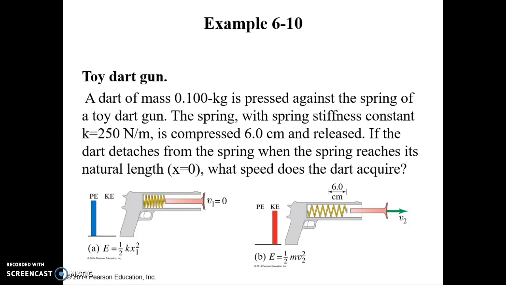In this example, we have a dart with a mass of 0.1 kilogram that is pressed against a spring in a toy dart gun. The spring has a spring stiffness constant of 250 and it's compressed to 6 centimeters and then released. If the dart is detached from the spring when the spring reaches its natural length of x equals 0, what is the speed that the dart acquires?